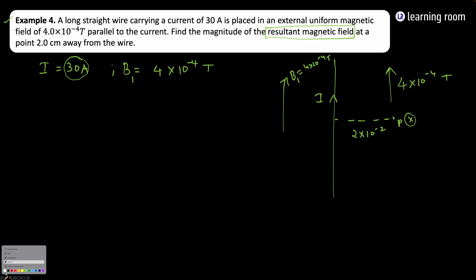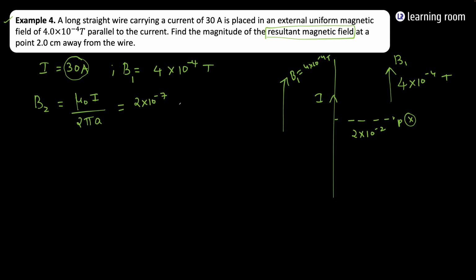So listen. We understood that the magnetic field already existing is going to be called B1, right? And let's say that the magnetic field produced due to this current carrying conductor is B2 and its value is going to be mu naught I divided by 2 pi A. So what is mu naught by 2 pi? It is going to be 2 into 10 power minus 7 into what is the value of I? I is 30. So 30 divided by what is the distance? It is 2 into 10 power minus 2. 2 and 2 will get cancelled. Answer will be 30 into 10 power minus 5, or it is going to be 3 into 10 power minus 4 Tesla.